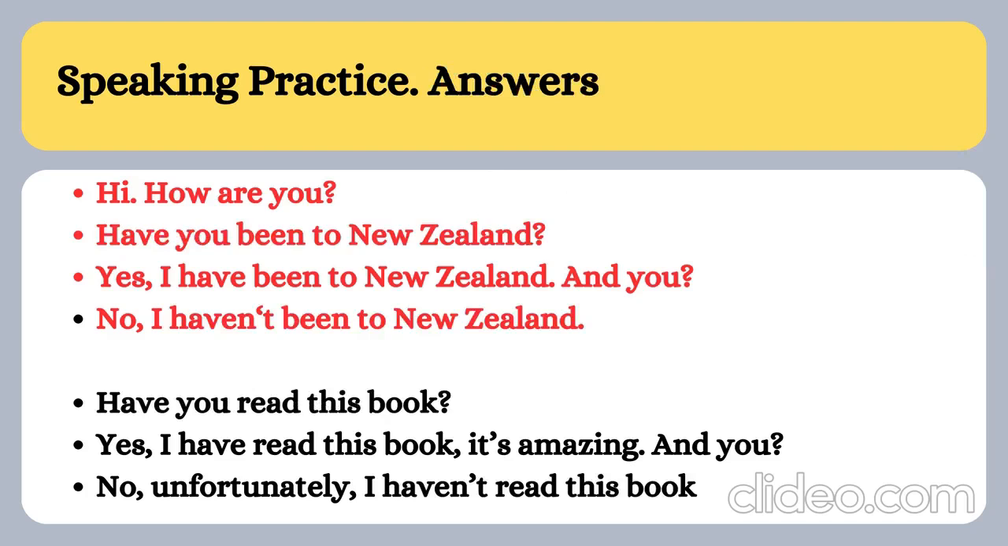And here are the answers, guys. We have almost finished. So speaking practice answers. The dialogue is: Hi, how are you? Have you been to New Zealand? Yes, I have been to New Zealand. And you? No, I haven't been to New Zealand. And number 2, have you read this book? Yes, I have read this book. It's amazing. And you? No, unfortunately, I haven't read this book.